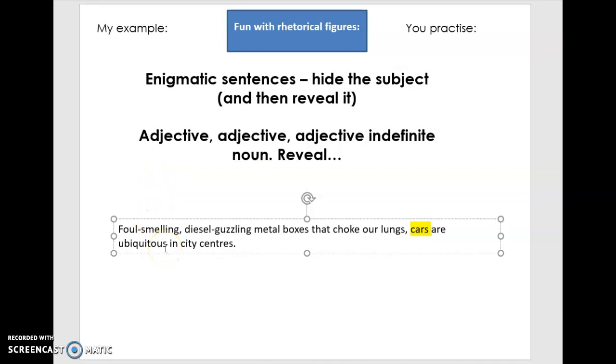The word ubiquitous just means can be found everywhere. It's a really nice word. So you might want to make a note of that if you've never come across that word before. If we say something's ubiquitous, it just means it can be found everywhere.